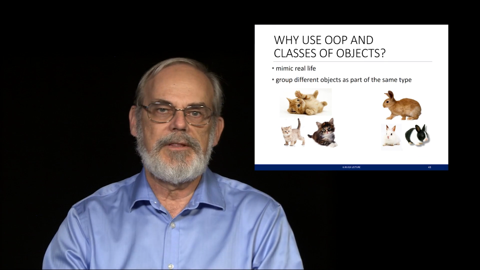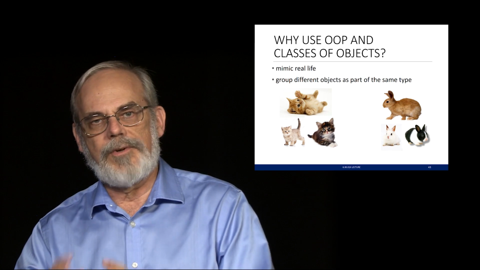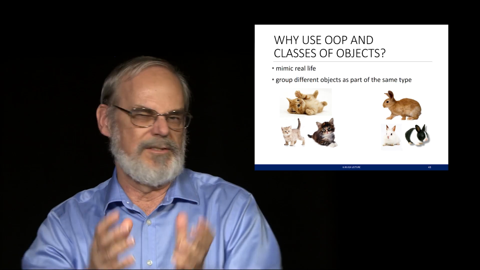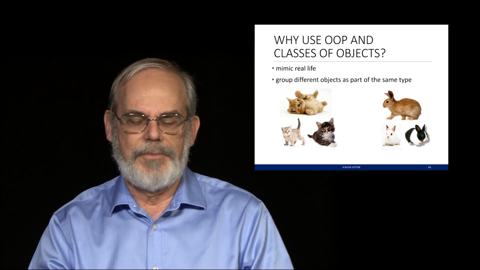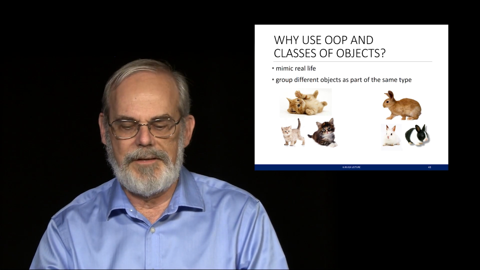Okay, with that in mind, let's do one last slightly larger example. And this is going to try and get us at the idea of why would we want to have classes of objects anyway, other than this notion of bundling things together. And part of it is we might want to mimic actual systems. So different kinds of objects are all parts of the same type.